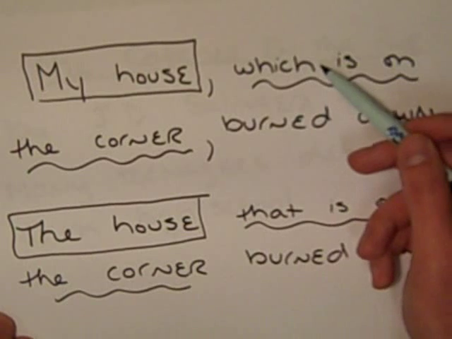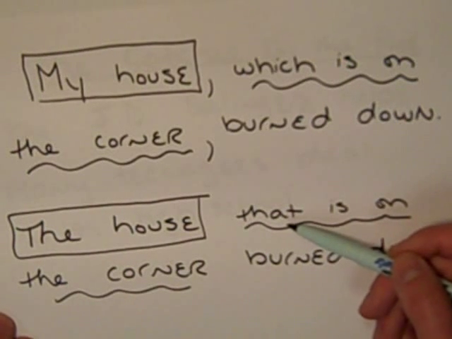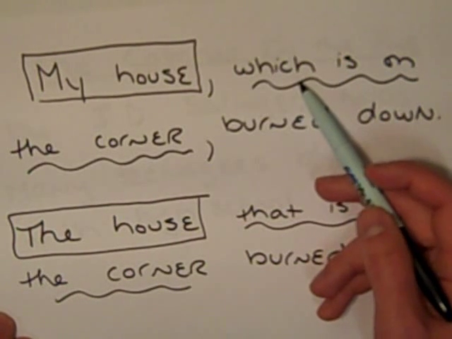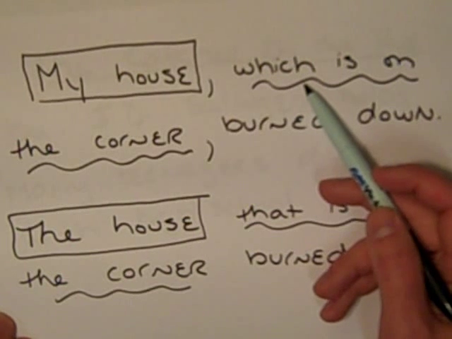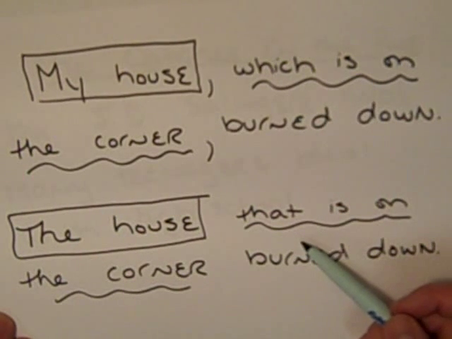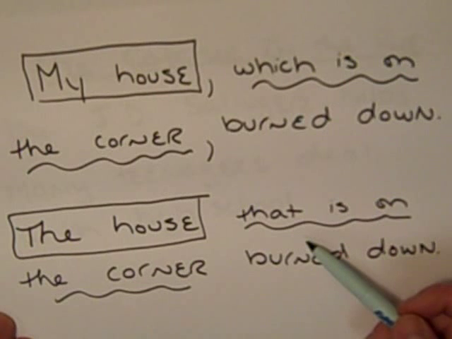In fact, that's the difference between "which" and "that." If it's a clause that's non-essential information, you use "which." And if it's a clause that's essential information, you use "that."